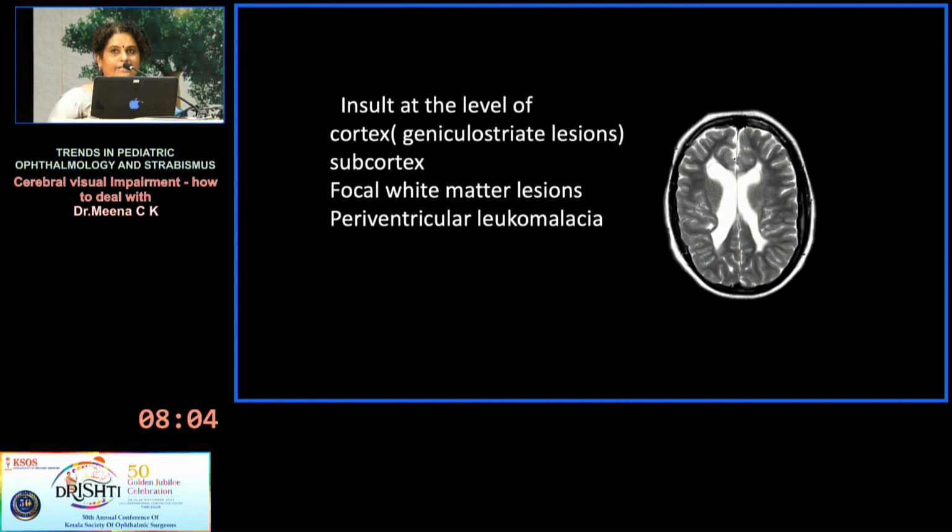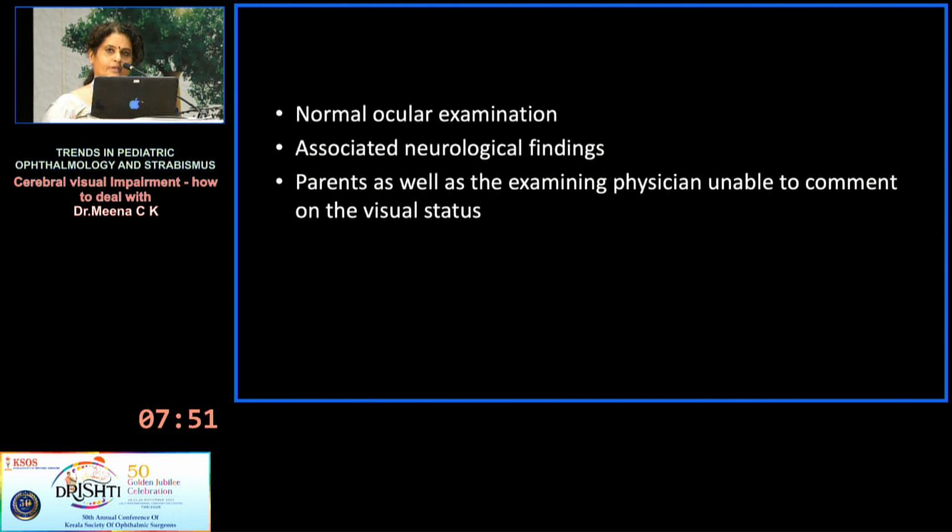pathology. So the insult could be at the level of the cortex, or most commonly, what we see when we send these children for neuroimaging, we get periventricular leukomalacia, which is the most common finding that we see in a neuroimaging. So the significance of this condition is that usually you get a normal ocular examination, not always, and the associated neurological findings are very significant.